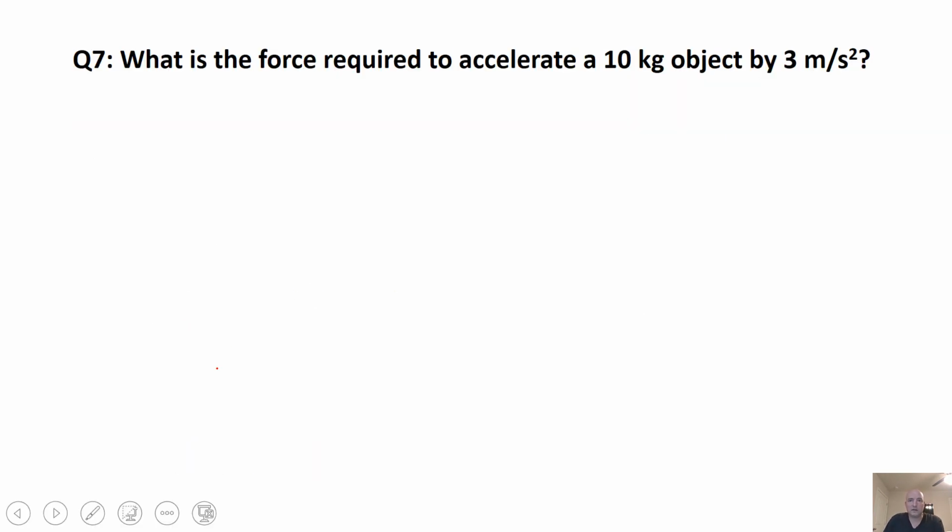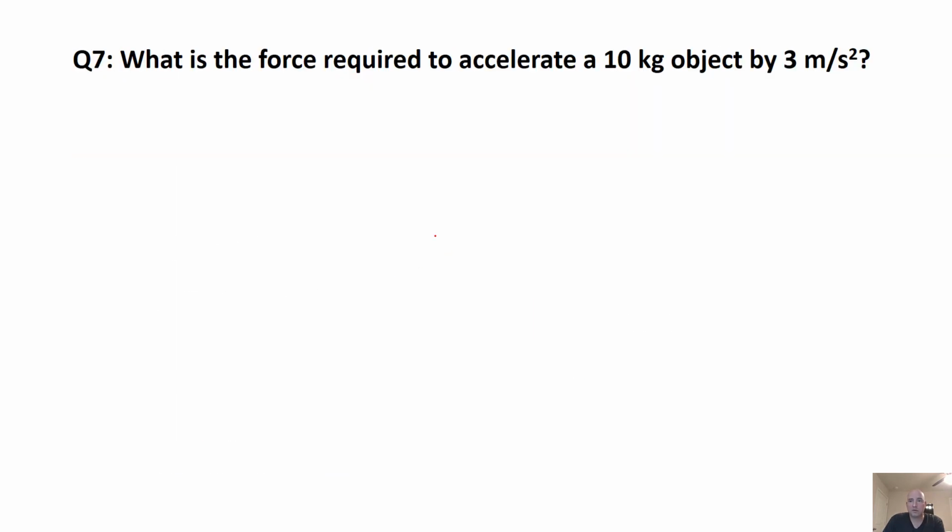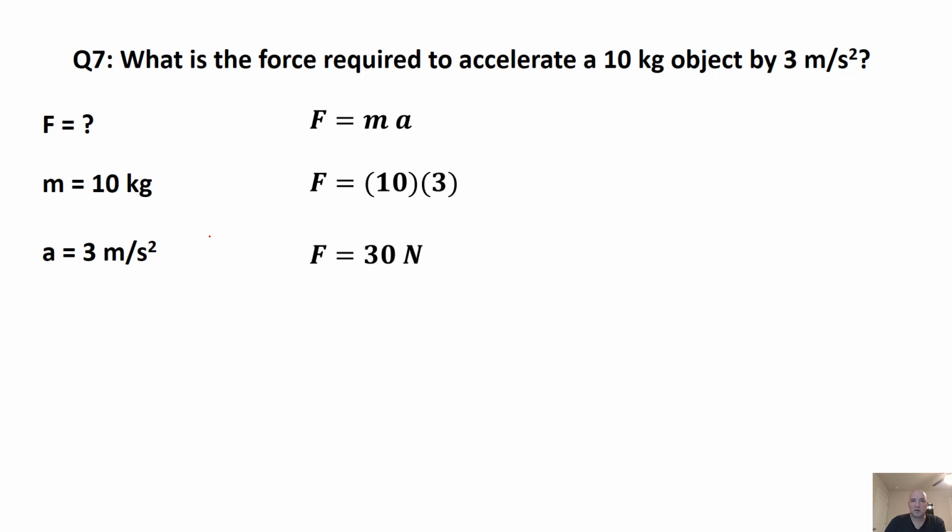But before we get into any of the difficult ones, let's just look at F equals MA. I'm just going to give you one force, so this would be our net force. What's the force required to accelerate a 10 kilogram object by 3 meters per second squared? So F equals question mark, M equals 10 kilograms, A equals 3 meters per second squared, and then you just go to the equation, plug in your variables, and you get 30 newtons.